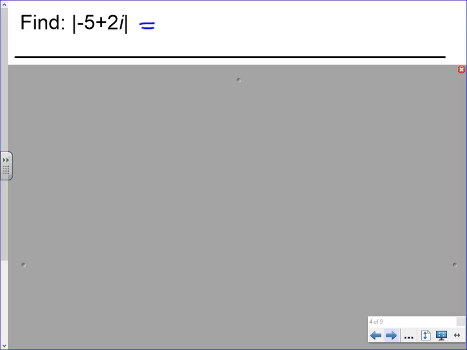Darby, what do you have? I have radical 29. Darby has radical 29. Do you agree? Square root of 5 squared plus 2 squared is radical 29.